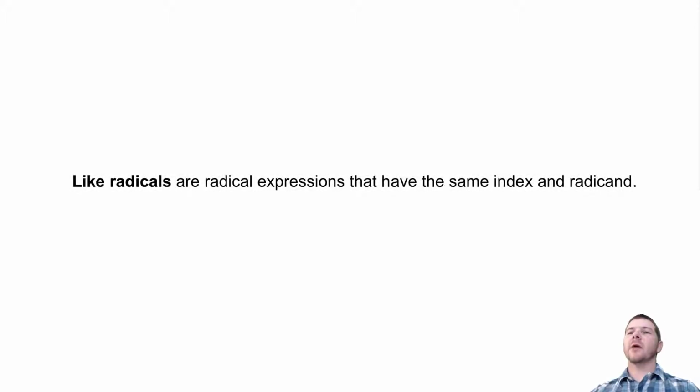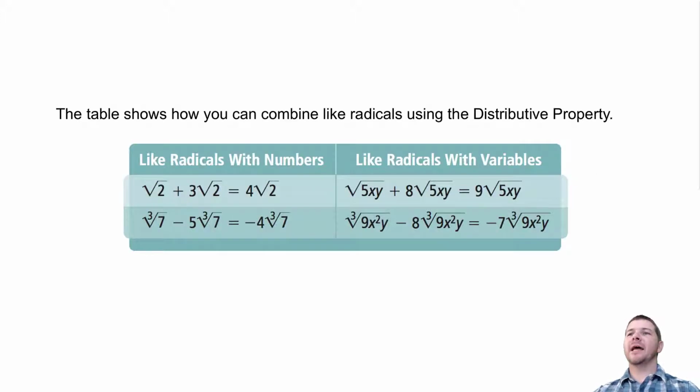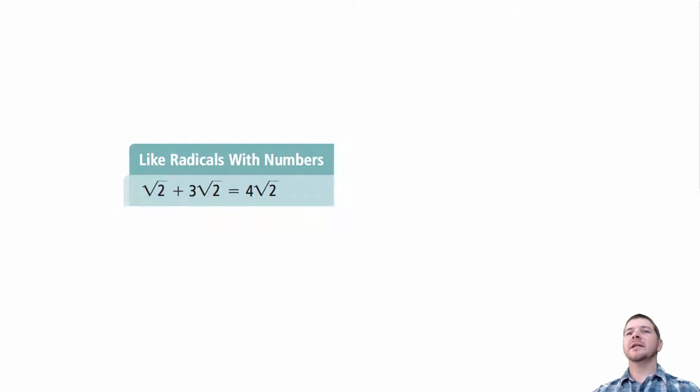Like radicals are radical expressions that have the same index and radicand. The table shows how you can combine like radicals using the distributive property. First, on the left, like radicals with numbers. The square root of 2 plus 3 times the square root of 2 equals 4 times the square root of 2.